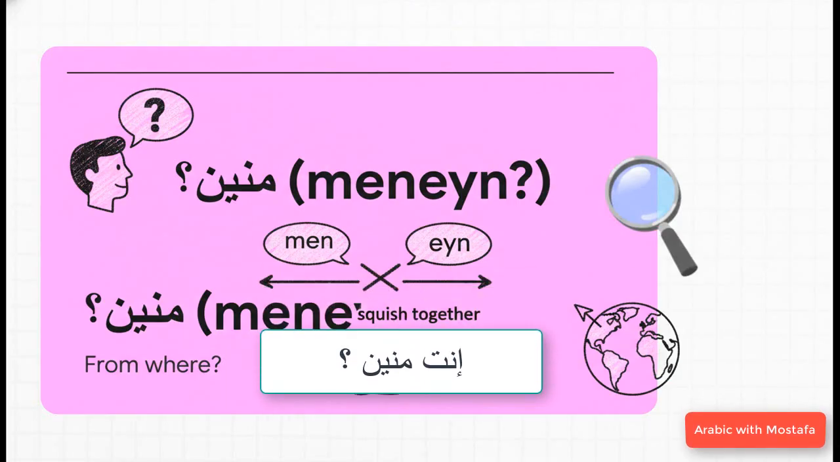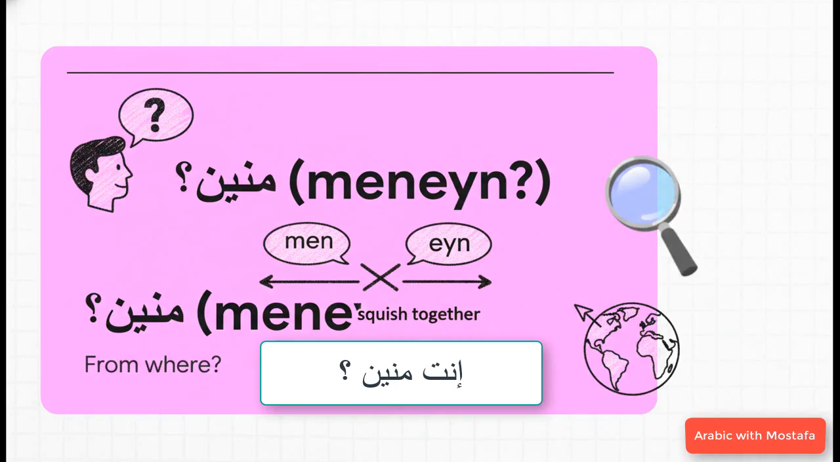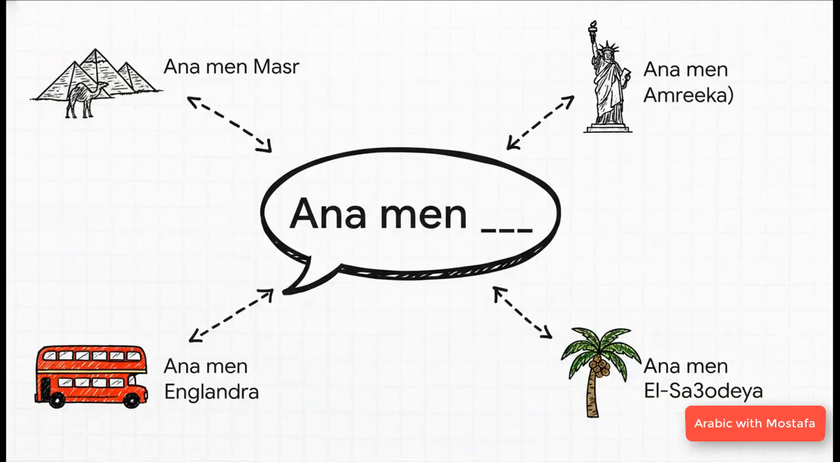So let's break that question down. The key word here is minain. This is pure Egyptian dialect for from where. It's actually two words smashed together. Min, which means from, and ain, which means where. Egyptians just kind of blend them to make it sound smoother. So when you ask enta minain, you're literally just saying, you from where? Simple, right?